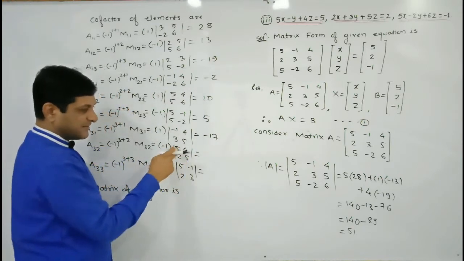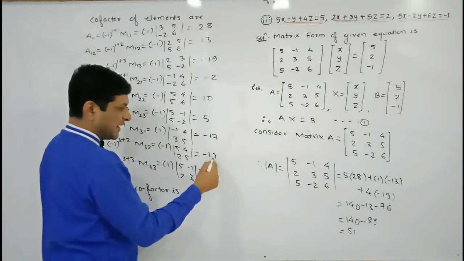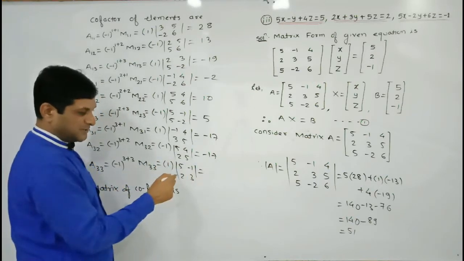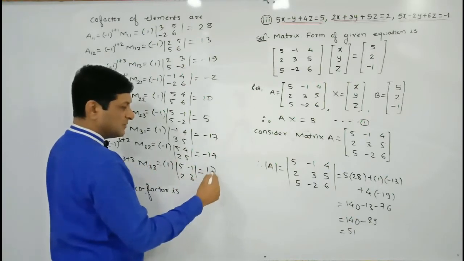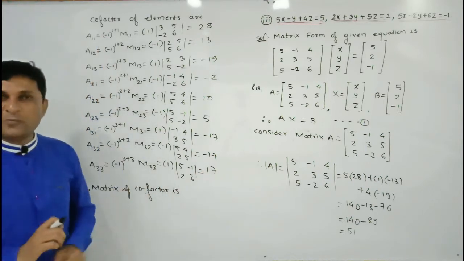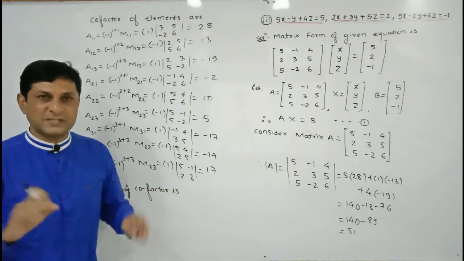25 minus 8 is 17. 17 into minus 1 is minus 17. Here 15 minus minus means plus 2. 15 plus 2 is 17. 17 into 1 will be equal to 17. In this way we have got the cofactor of all the elements, which means our second step is completed.